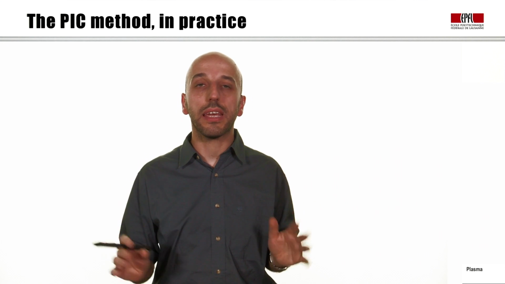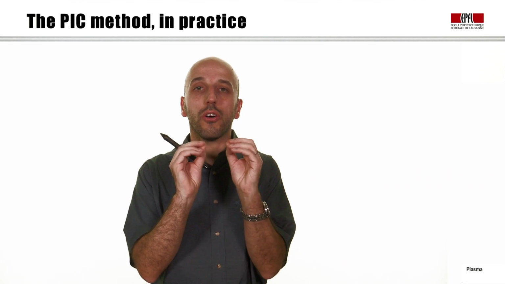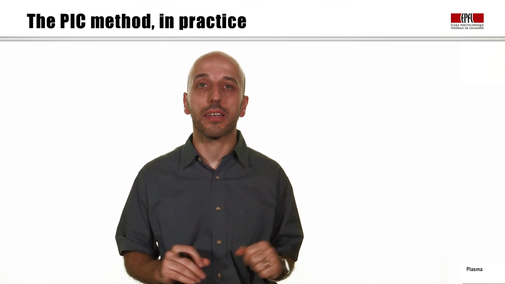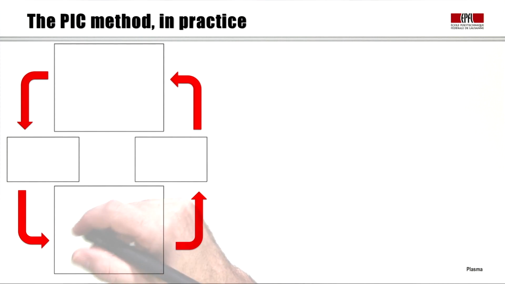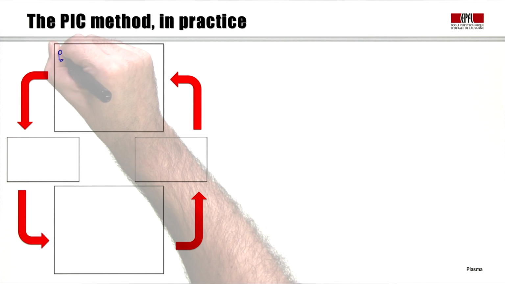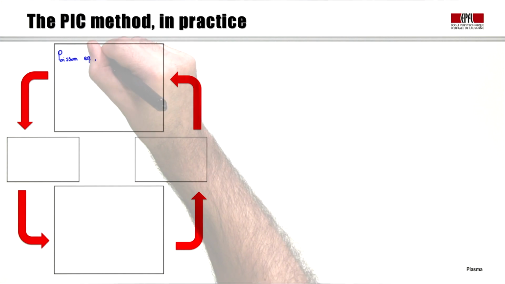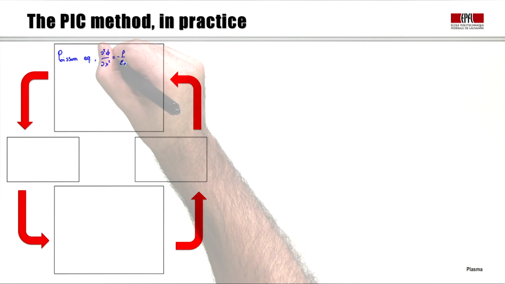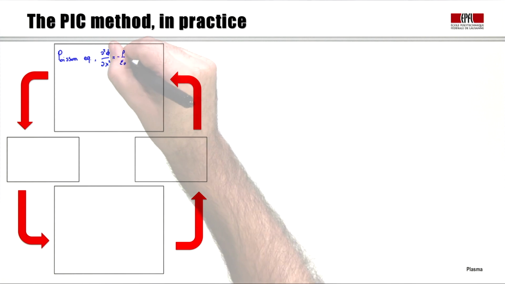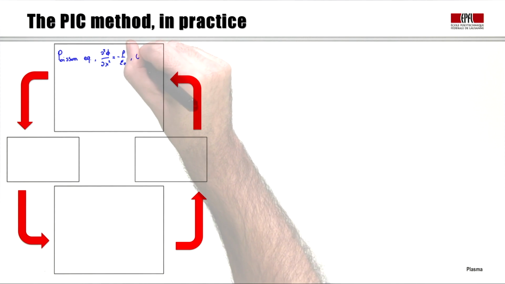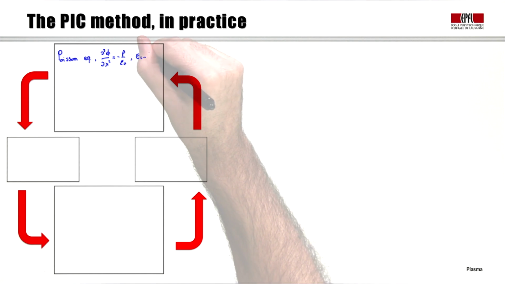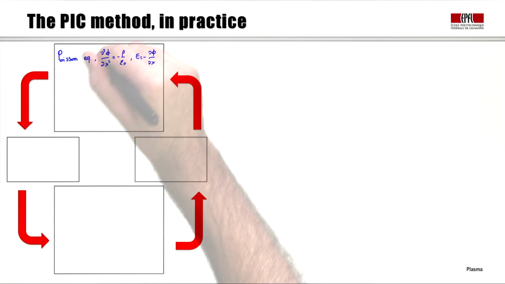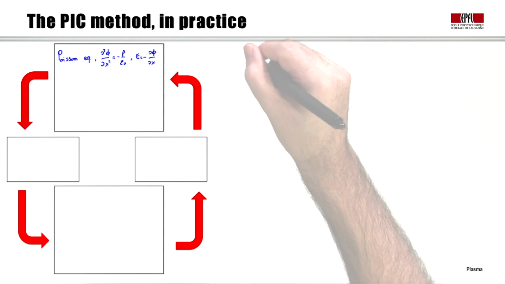So how does the PIC method work in practice? We will focus on a one-dimensional system, and we will look at the electrostatic limit. Now, if we know the charge present in a system, then by solving the Poisson equation, we can estimate the electrostatic potential. And once we know the electrostatic potential, we can deduce the electric field as minus the derivative of phi with respect to x. Now, to solve the Poisson equation numerically, we have to discretize space.